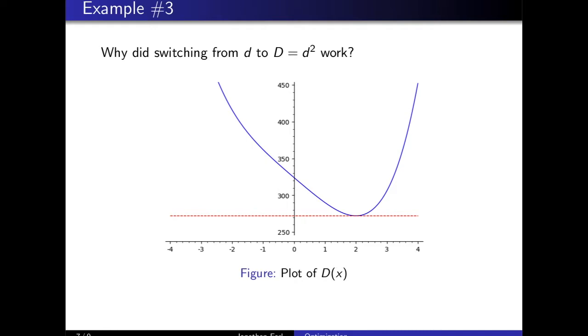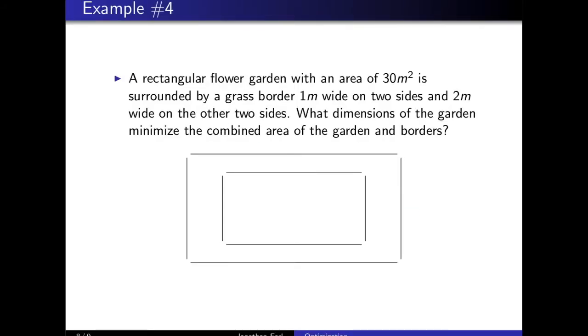Okay, on to the next example. With the next example, we have a rectangular flower garden that we're told has an area of 30 meters squared, and it's surrounded by a grass border of 1 meter on 2 of the sides and 2 meters of grass border on the other 2 sides. And what we'd like to find are the dimensions of the garden that minimize the combined area of the garden and the borders.